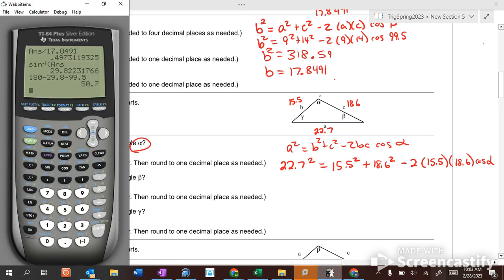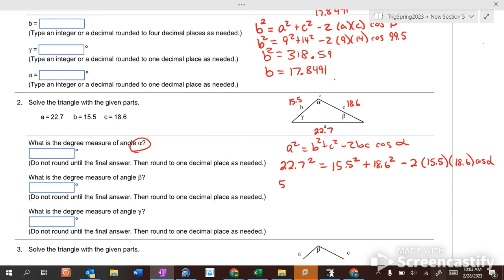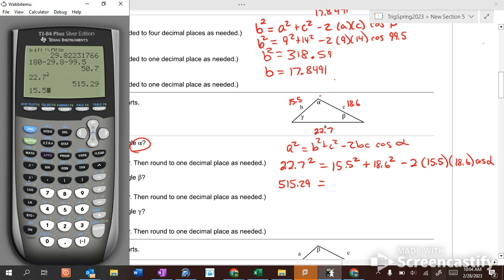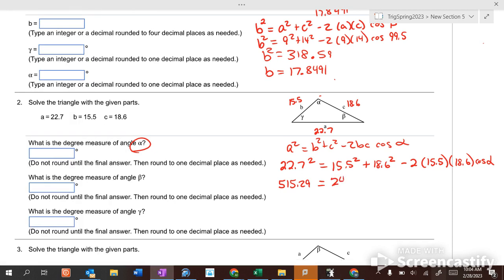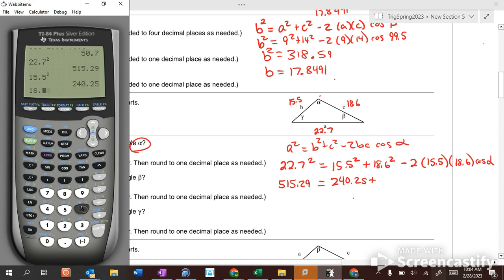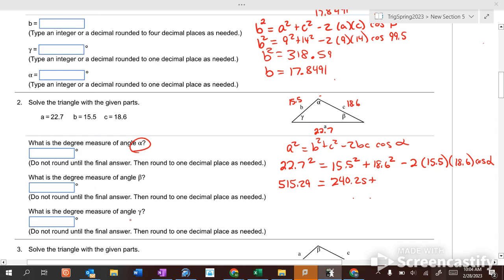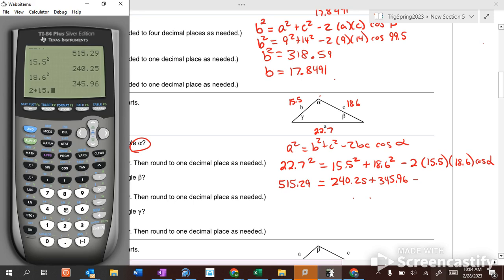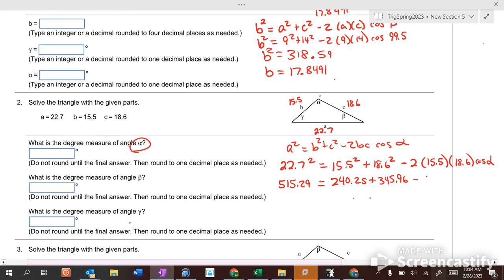So to do this, what we have to do is take 22.7 squared, which is 515.29, equals 15.5 squared, which is 240.25, plus 18.6 squared, 345.96, minus 2 times 15.5 times 18.6, which is 576.6, cosine of alpha.